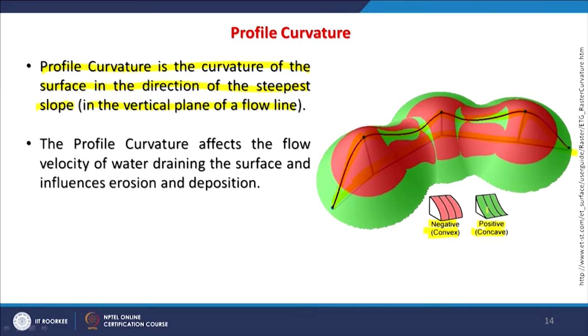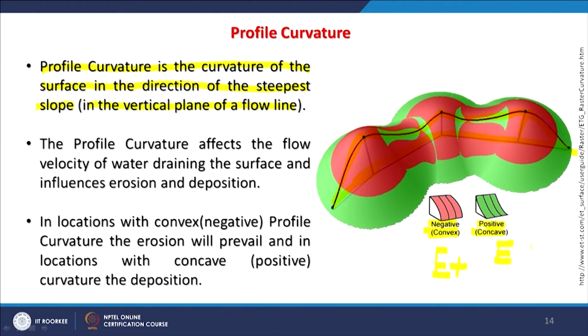Profile curvature affects the flow velocity of water draining the surface and influences erosion and deposition. So, negative or convex profile curvature will have more erosion, say E plus, and this will have simple E or may not have E at all. In locations with convex, that is negative, profile curvature, erosion will prevail, and in locations with concave profile curvature, deposition might occur.